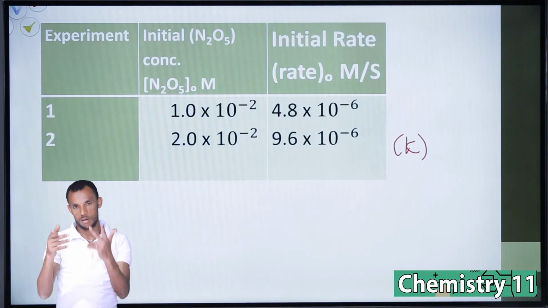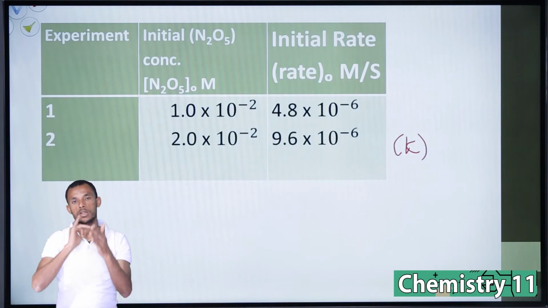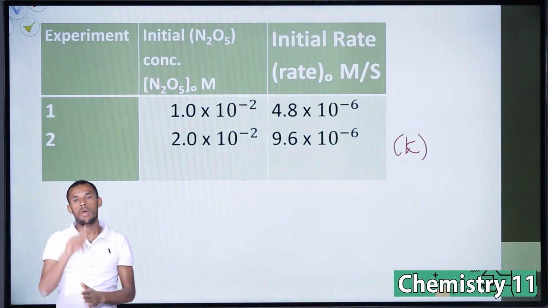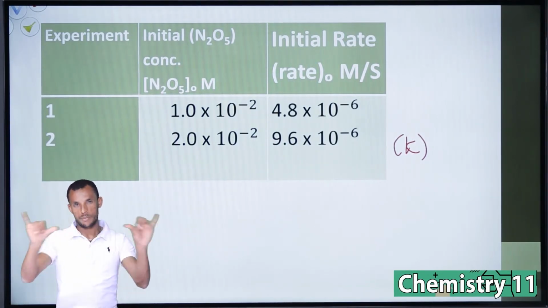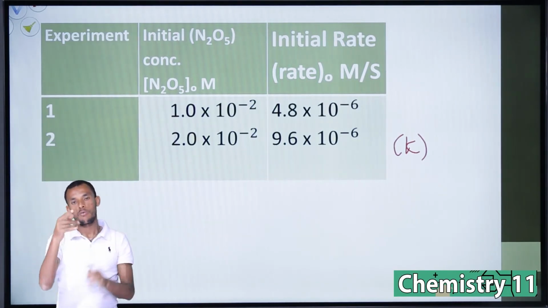The third one, by using again this table, what is the unit of K? Because K is the rate constant, any rate constant has its own unit. Therefore, what is the unit of this rate constant?